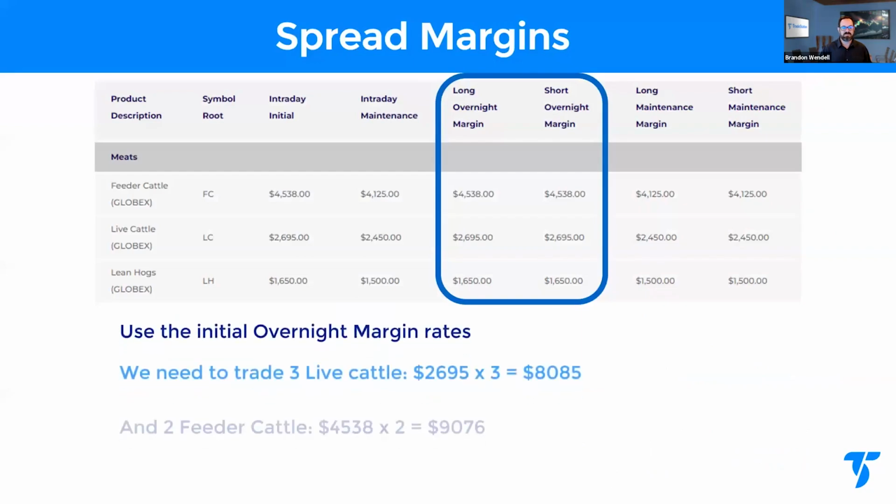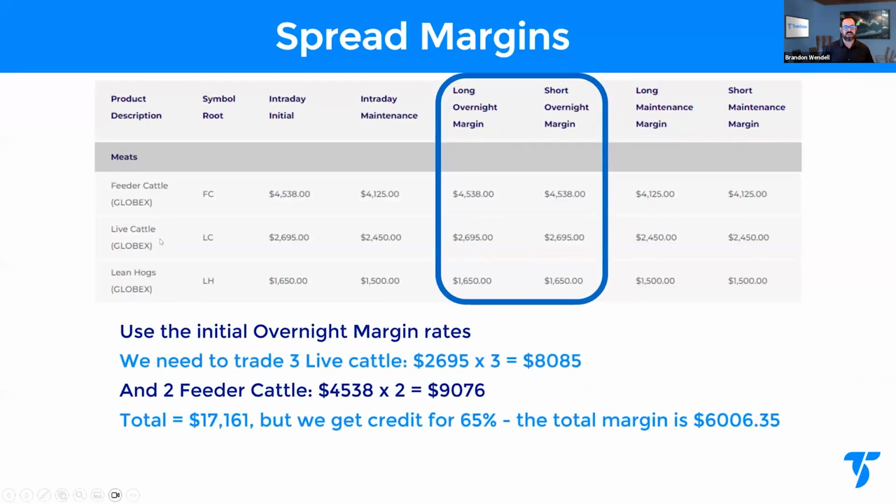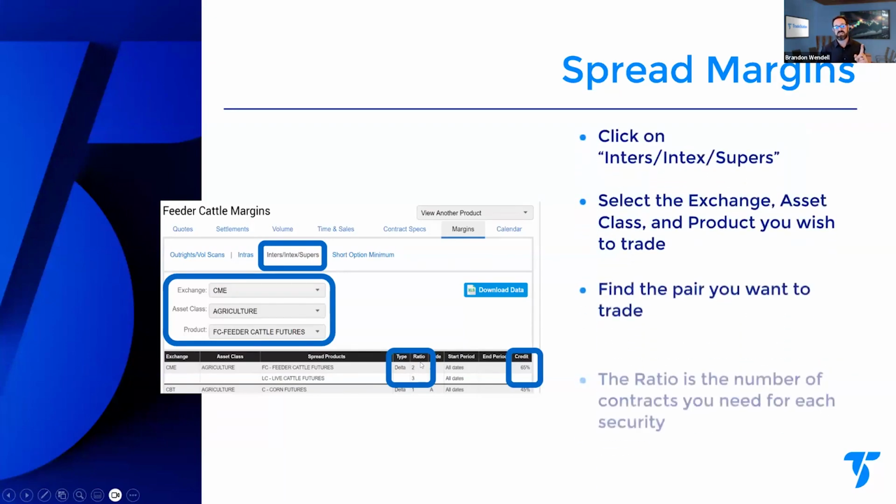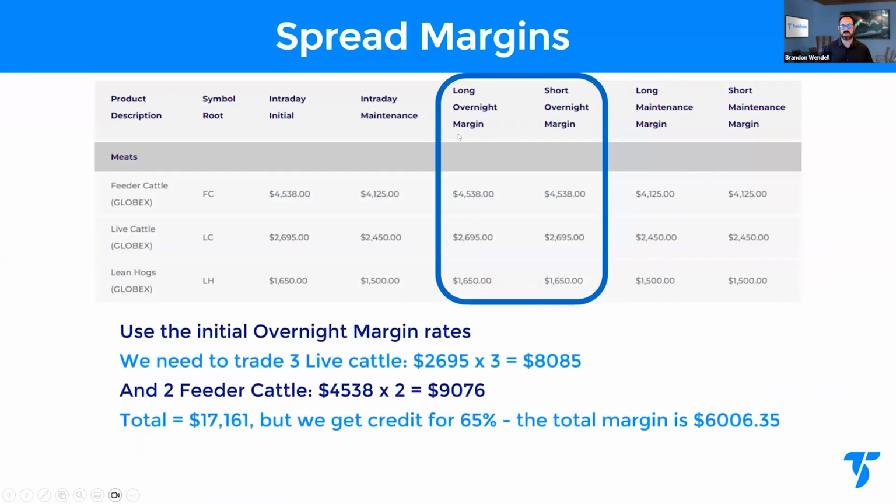That's it. So as an example, I had that feeder cattle versus live cattle. Now, again, going back one page, you'll see it's a 3-to-2 ratio. 3 live cattle for every 2 feeder. That's one spread only. So in order to figure out what the margins would be, I go to the margin rates, again, using the TradeStation margin page for futures. 3 live cattle, well, it's $2,695 times 3 is $8,085. 2 feeder cattle at $4,500 each, $9,000. Total is $17,085, but because we get that 65% credit, 35% of 17,000 is 6,000. That's the initial margin. Done.